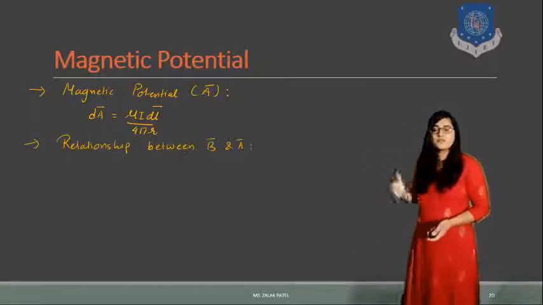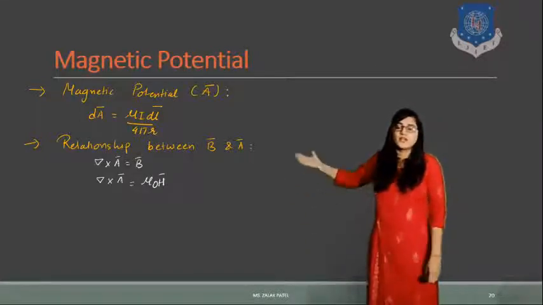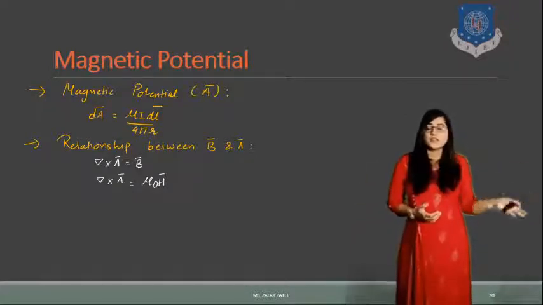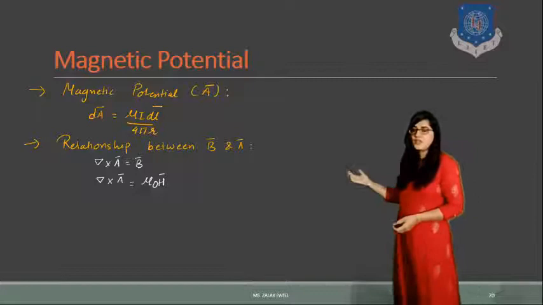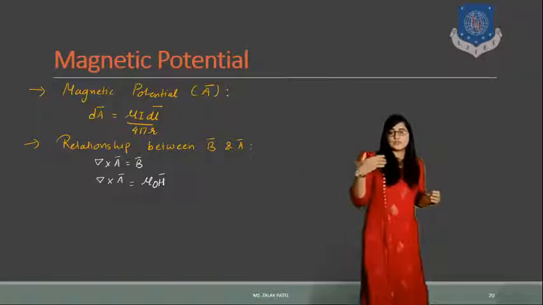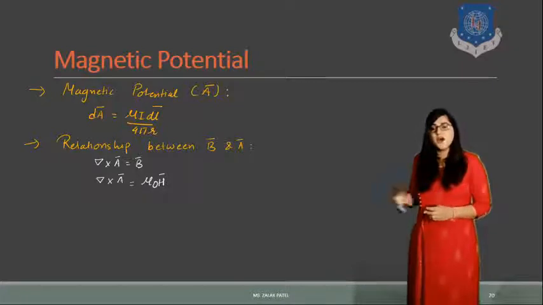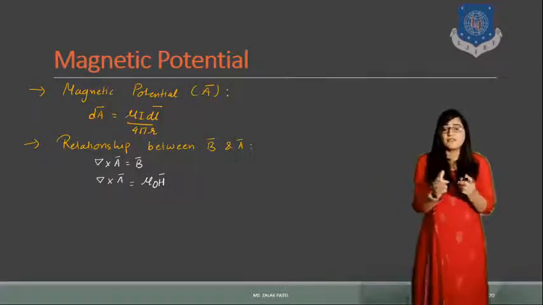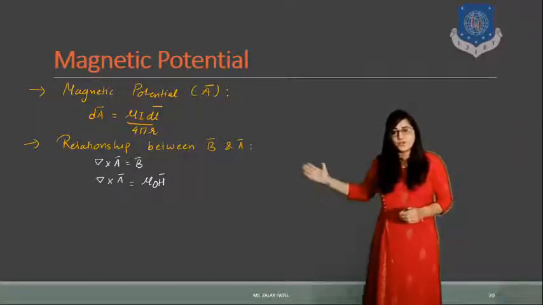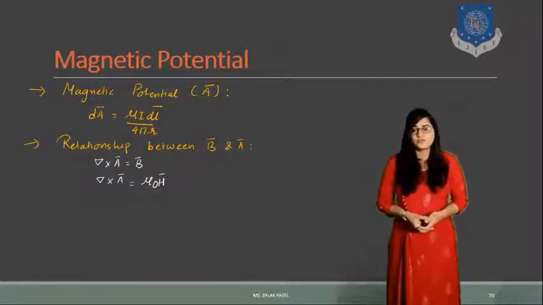The relationship between B bar and A bar, flux density and potential, is del cross A equal to B. You have to take the curl of the potential and it is equal to the flux density. Now if you want to write B in terms of H, then you have to use the relationship between flux density and field intensity, that is B bar equal to mu H. But if you are travelling in free space, then mu becomes mu 0 because it is the free space permeability. So B bar equal to mu 0 into H bar. So del cross A equal to mu 0 H.